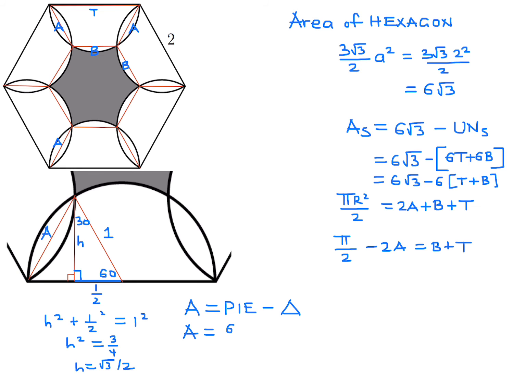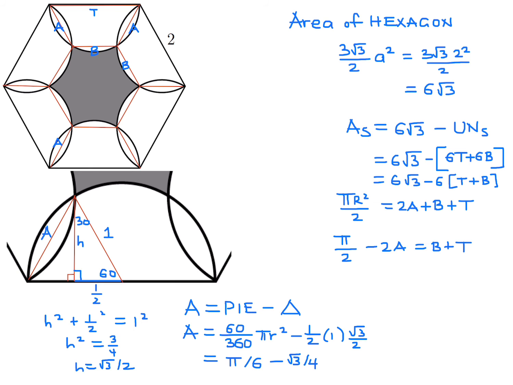So the pi segment is 60 over 360 pi r squared. And then the triangle is 1/2 base times height. The base is from here to here, which is 1. And the height we just figured out was root 3 over 2. So, what's r? R is 1. So this is just going to be pi over 6. And this is root 3 over 4.